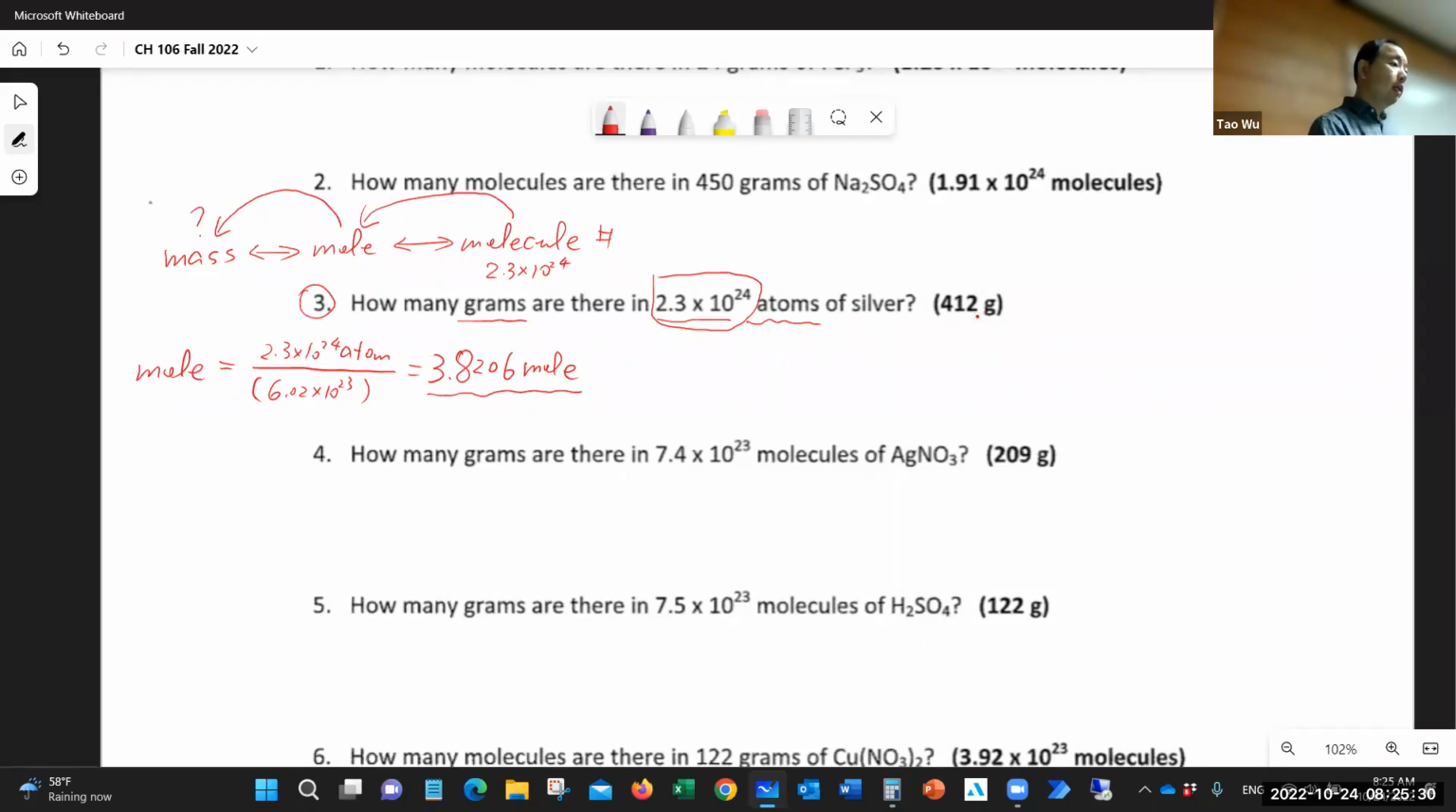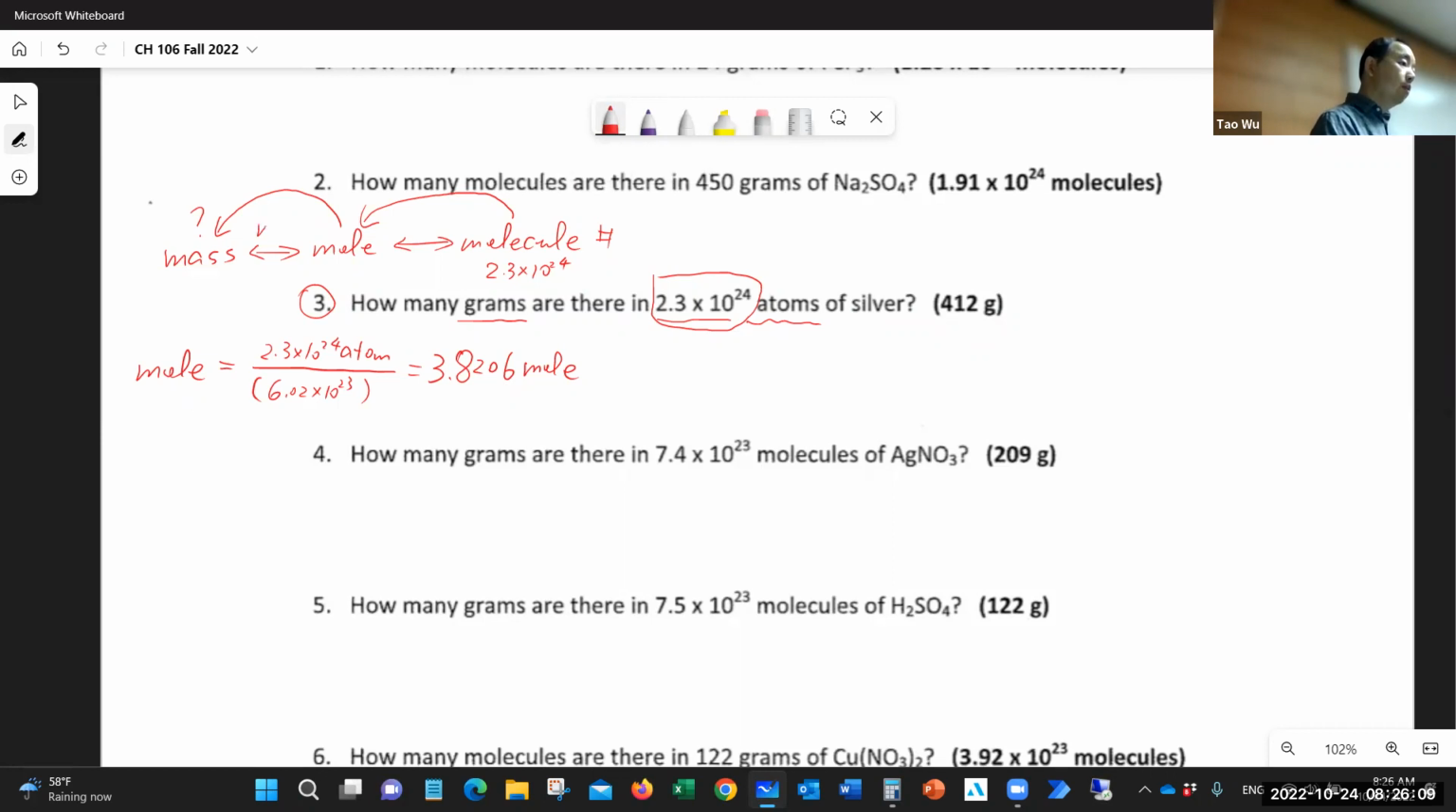And again, the mole is an intermediate answer, which means this is not the final answer. So please don't round this number to 3.8. You're going to keep it as long as possible, because if you write just 3.8, you're missing those numbers, and this makes the result not accurate. So please do not round this number too much. Now you got a mole, and then we're going to find the mass.